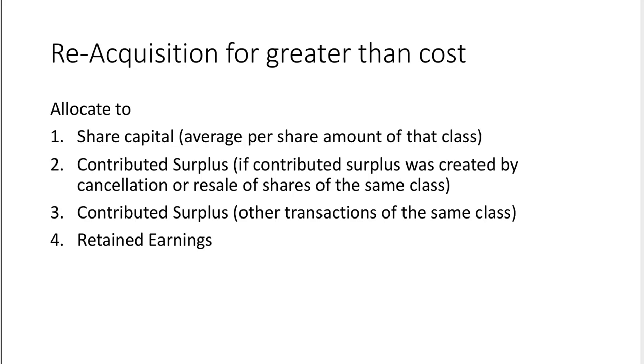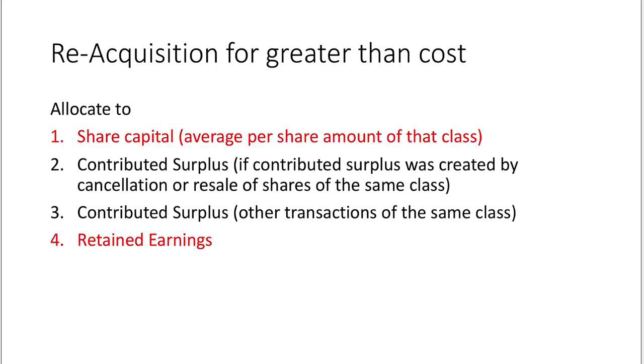If that is true, the first thing you do is to debit share capital for the average per share amount of that class. Then if there's an amount in contributed surplus that resulted from cancellation or resale of shares of the same class previously, you will debit that. If there's still an amount left over, then you can debit contributed surplus for other transactions of the same class: common shares, preferred shares. And lastly, if there's still an amount left over, you debit retained earnings.